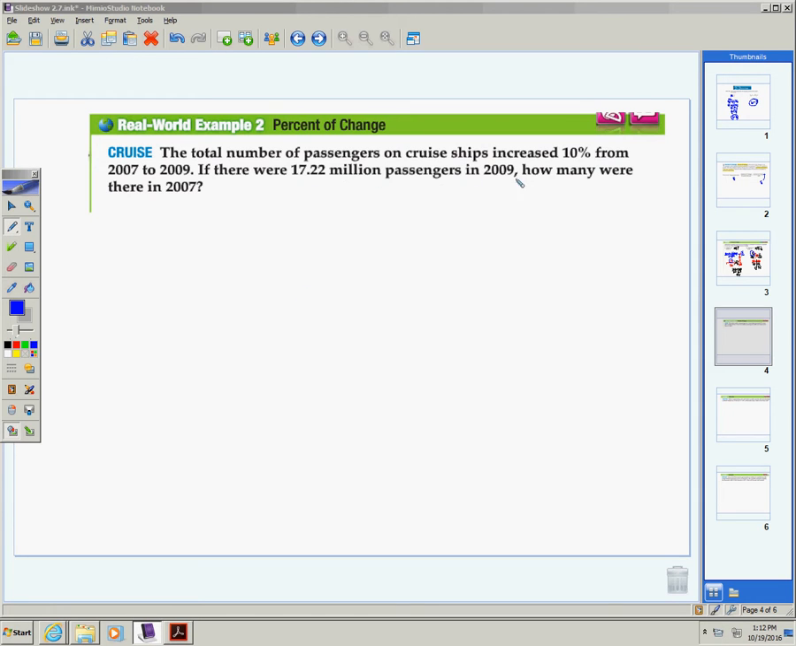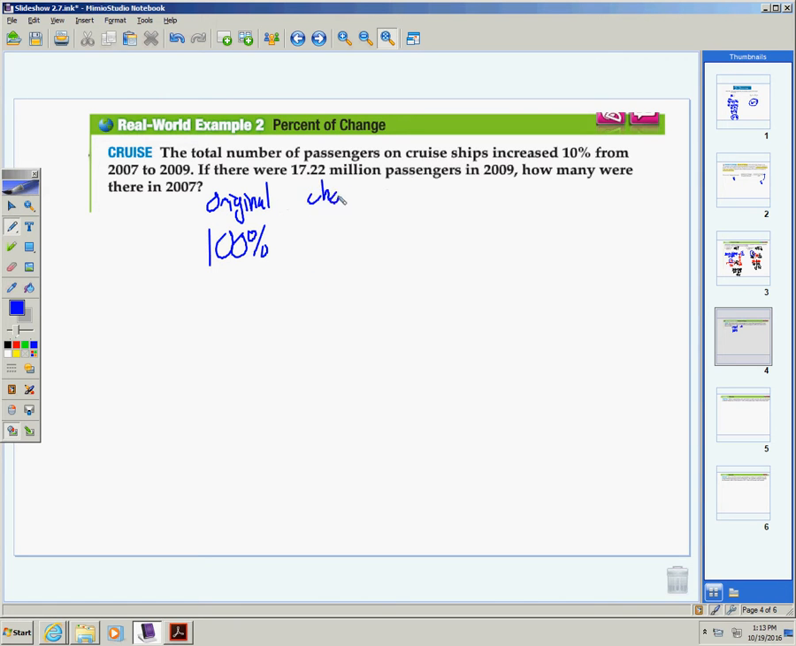Whenever you have something increasing or decreasing, I want you to think about, we always start out with 100%. We always have our original amount. Okay, and then if I increase 10%, we're going to have our change. We're going to go up 10%. So really what happened is I had my original, and I had 110% of my original, because I had 100%, and then I went up 10%.